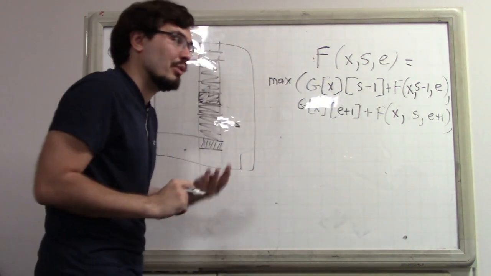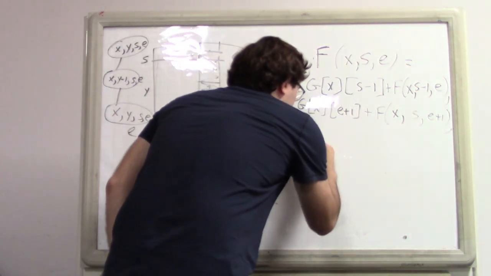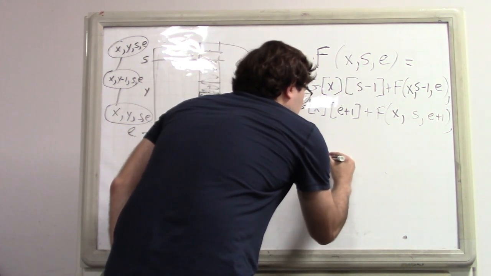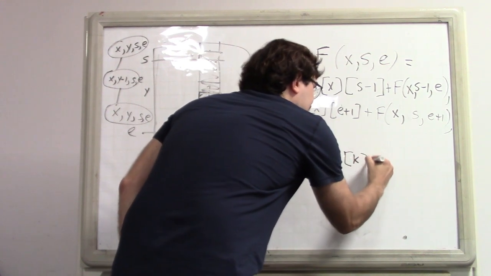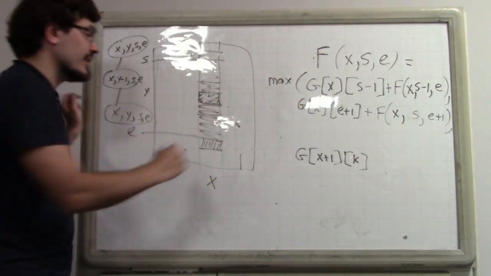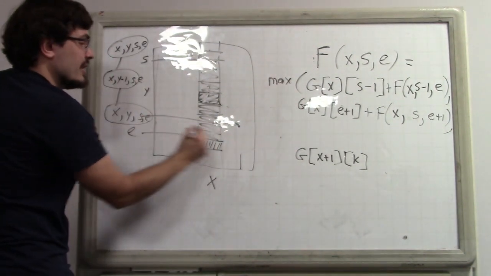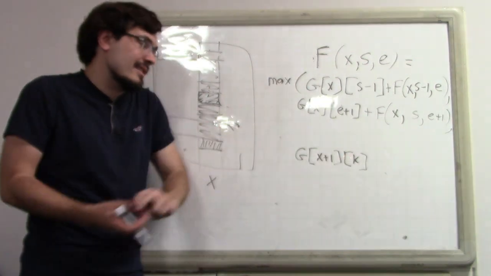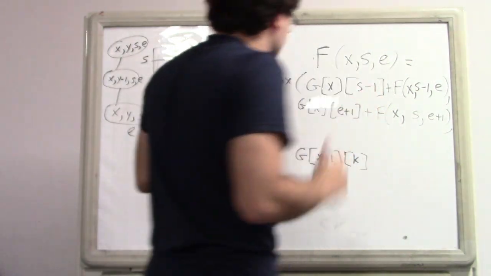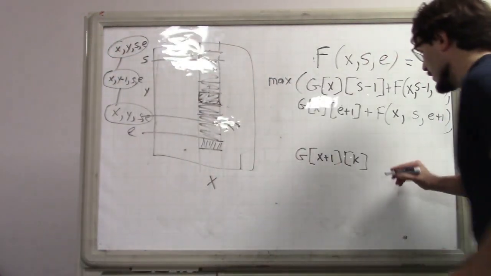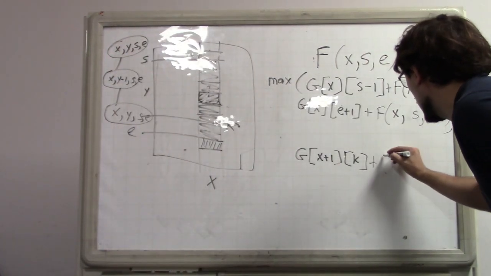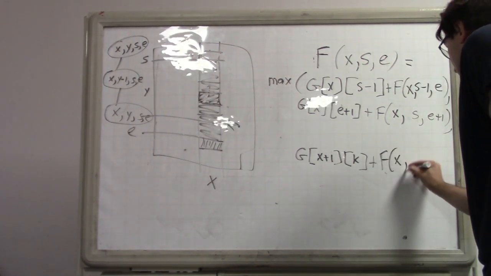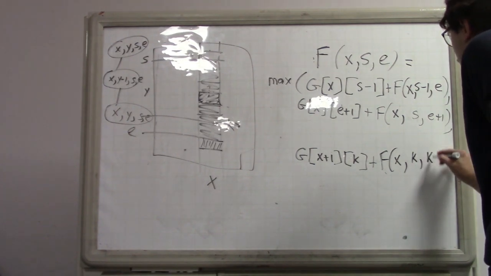So how do I represent my choices? Well, what is one choice? One choice looks like, we're going to pick up the value g of x plus 1, k. Let k be the y position I chose, the y that I choose to go forward here. So g of x plus 1, k is my choice. I give myself this value. And additionally, I must now add the best solution from that value, which is f of x, k, k.